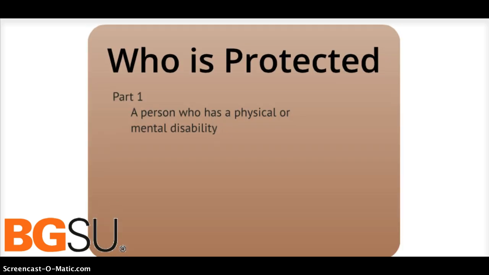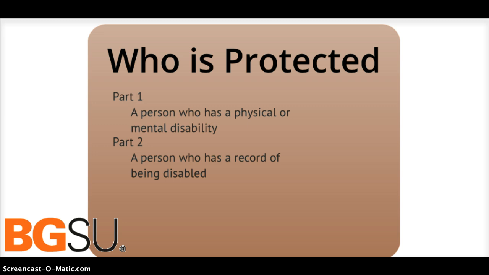All right, so who is protected? There are three parts to the definition of who's protected. The first part is any person who has a physical or mental disability, and this is really straightforward. If a person is identified as having a disability, physical or mental, they are a protected group under Section 504. We cannot discriminate against them. But Part 2 and Part 3 of the definition are a little interesting, a little tricky.